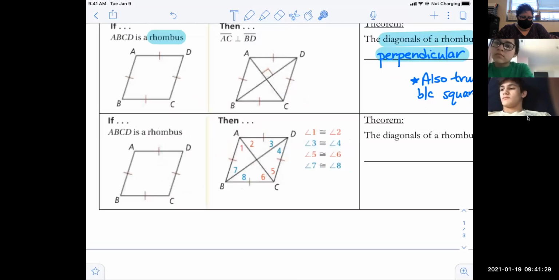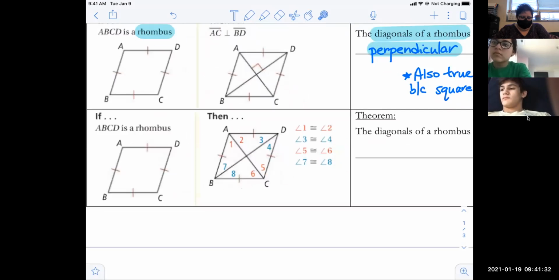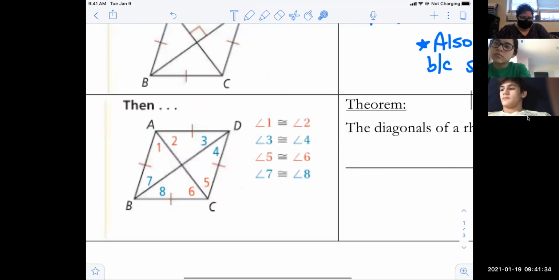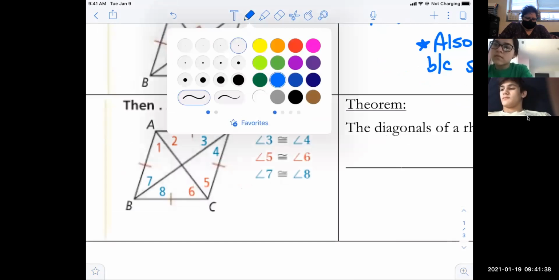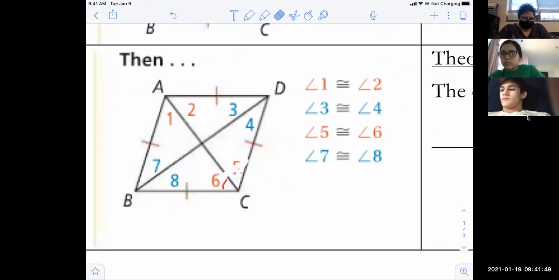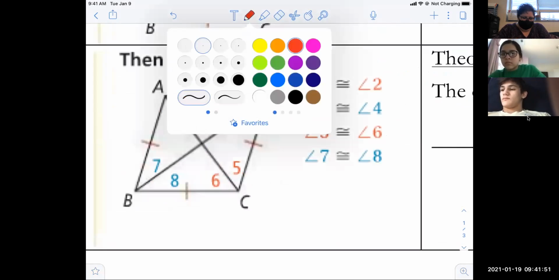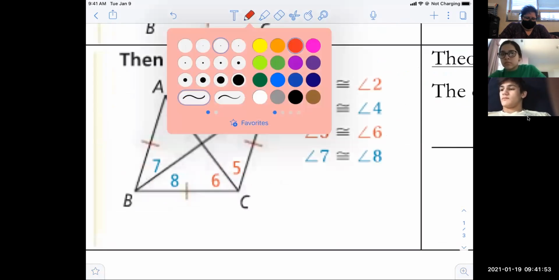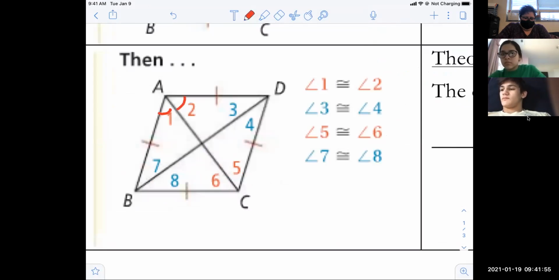Second property, if ABCD is a rhombus, then, so what it's saying is that these angles are congruent and those angles are congruent. How would I know that all of them would get one mark there? It's kind of hard to see. Let me try again. How would I know that if I put one arc there that I wouldn't put two down there? How do I know that I'd also put one on those guys?